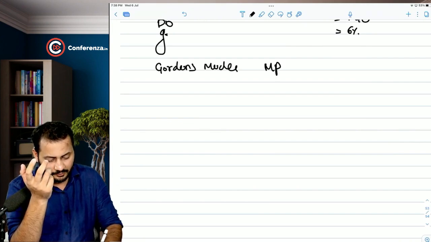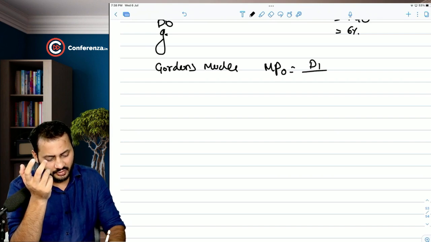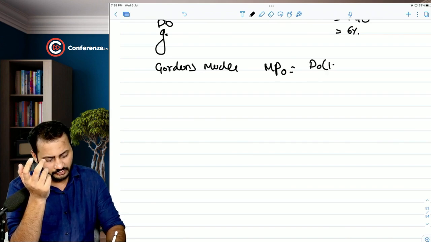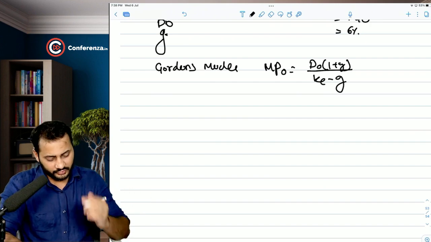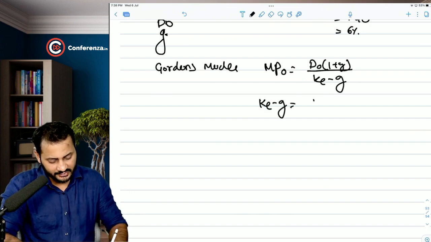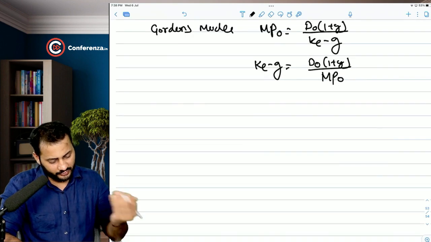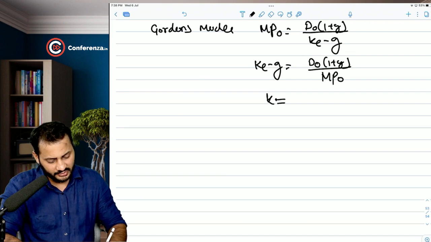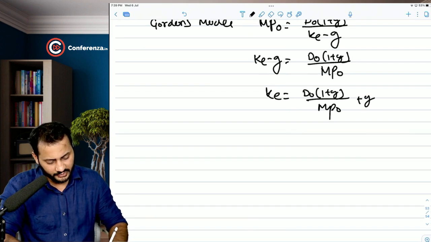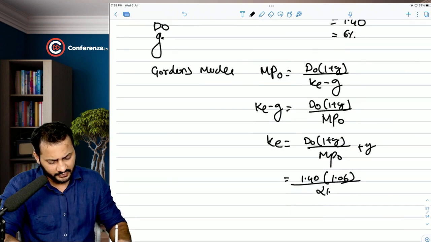Understand, market price P0 is equal to D1 divided by cost of equity minus growth, okay, D0 into 1 plus growth divided by cost of equity minus growth. So if you take the cost of equity minus growth on that side, it will look like this: D0 into 1 plus G divided by market price. And if you take the growth back to this side, it will be cost of equity is equal to, so put down the figures, 1.40, 1.06 is the growth, market price is 21 point how much?